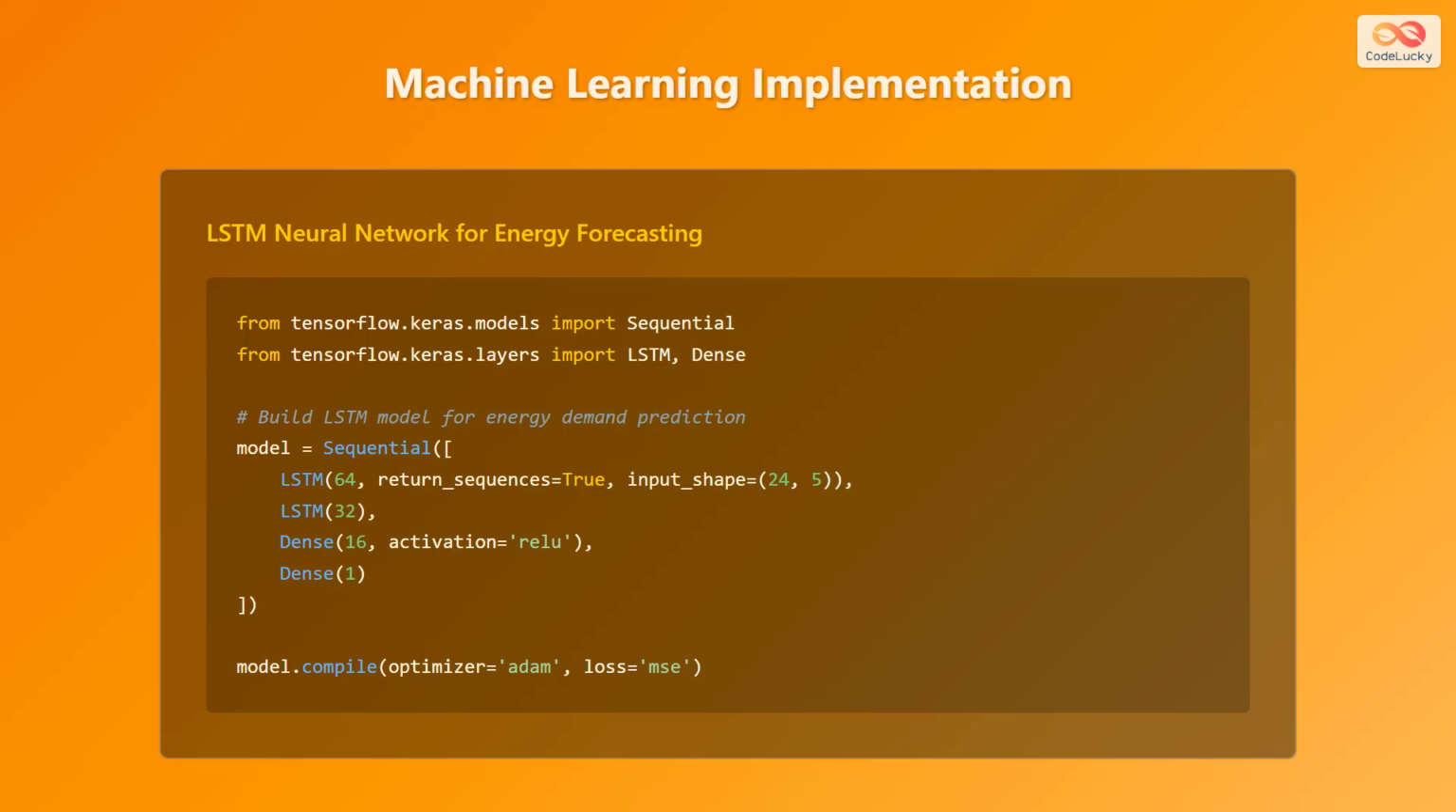Here is an example of how to implement an LSTM neural network for energy forecasting using TensorFlow and Keras. This code defines a sequential model. It includes an LSTM layer with 64 units, set to return sequences for stacking LSTM layers, and expects an input shape of 24 time steps with 5 features. Another LSTM layer with 32 units is added. It then has a dense layer with 16 units and ReLU activation, followed by a final dense layer with 1 unit for the prediction. The model is compiled using the Adam optimizer and mean squared error loss function.